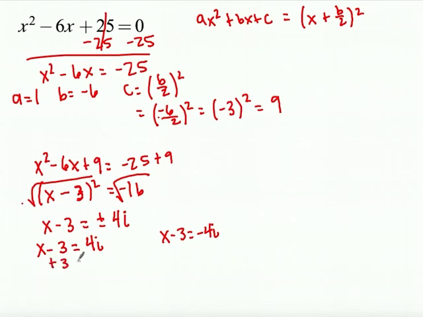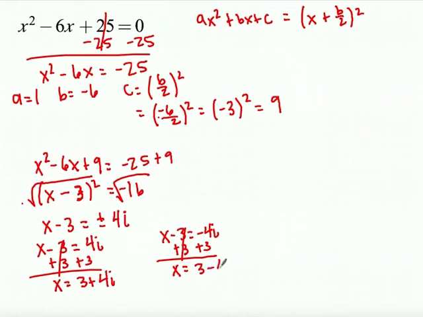So I'm going to add 3 to both sides here. Those will cancel, and I'll get x equals 3 plus 4i. And over here, I'm going to add 3 to both sides. Those will cancel, and I'll end up with x equals 3 minus 4i.